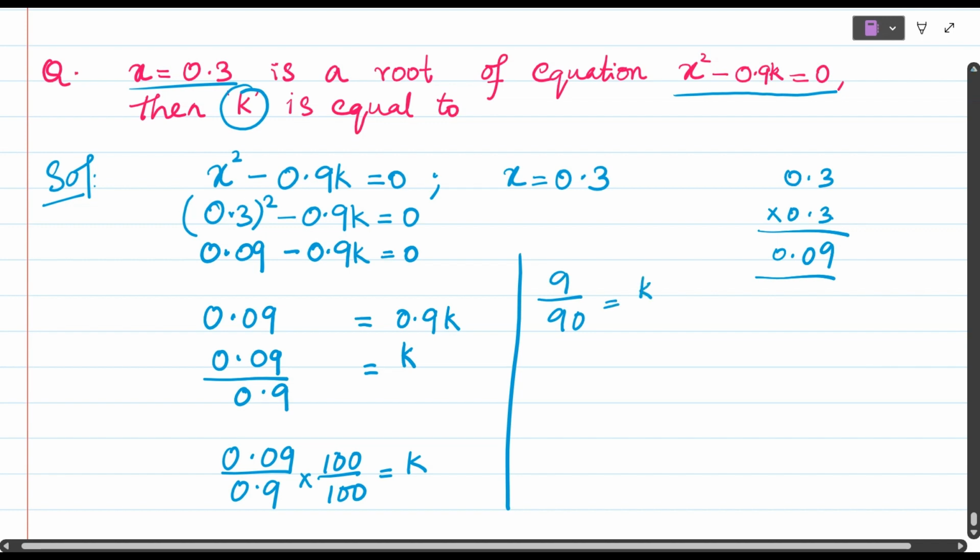So 9 divided by 90 gives, the common factor is 9. So 1 by 10. Okay.